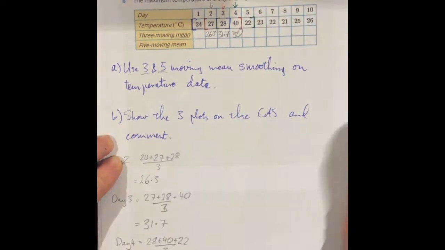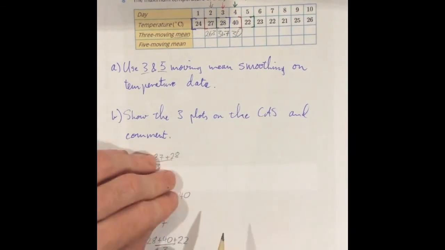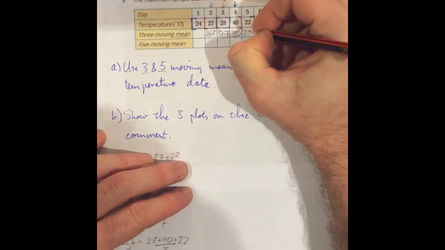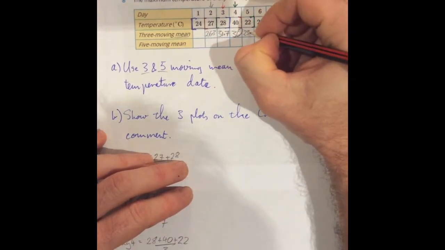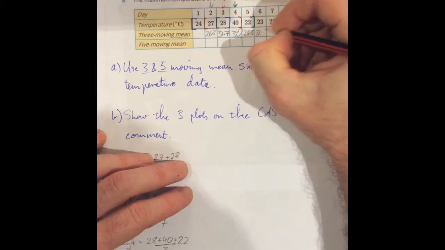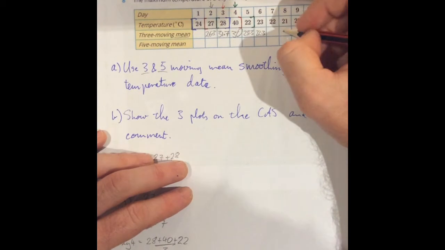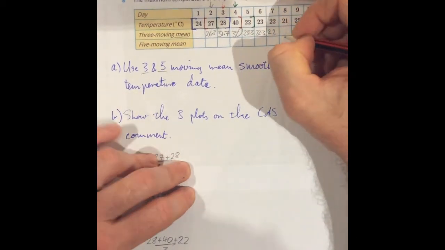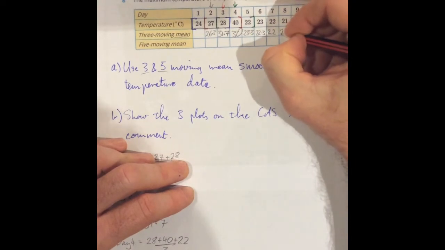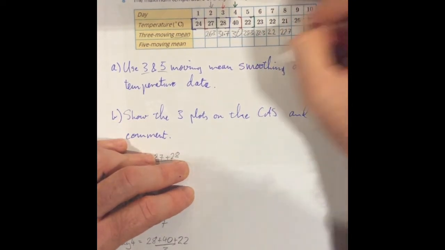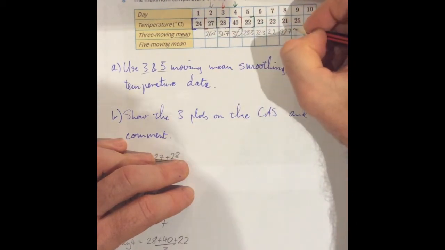Okay. So we continue doing that the whole way across. So I've got some prepared earlier here. So we get 28.3 when we work out day 5's. 22.3, 22, 22.7, and 24.